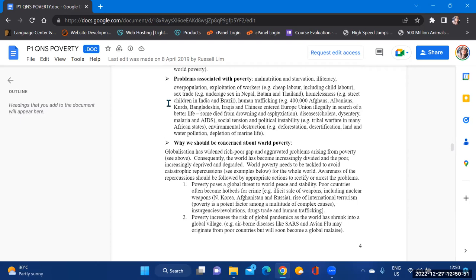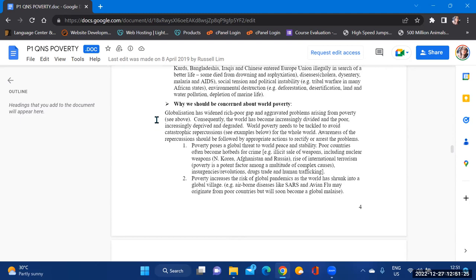overpopulation, exploitation of workers, cheap labor, child labor, sex trade, underage abuse, homelessness, human trafficking, street children, diseases, social tension, political instability, environmental destruction like deforestation, desertification, land and water pollution, depletion of marine life.